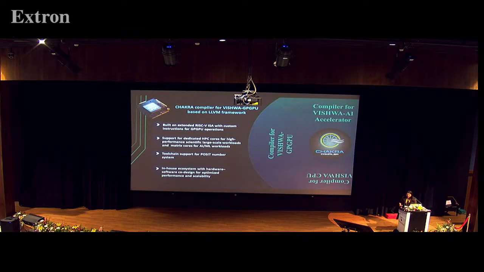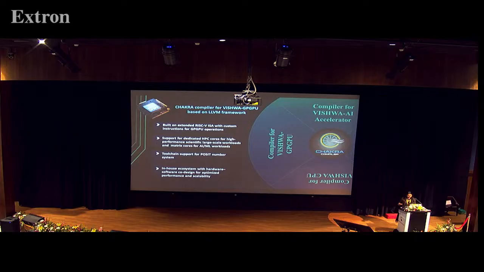Then coming to the Chakra compiler for Vishwa GPGPU. This is again India's first GPGPU that we had already developed. The prototype has been done on FPGA, and for the same, we are developing the Chakra compiler. This is again based on the LLVM framework, and it will support both matrix cores as well as HPC cores. We also have toolchain support for the POSIT number system, which is an alternate to the traditional floating point number system and gives better accuracy in certain AI workload cases. So we are also targeting that.